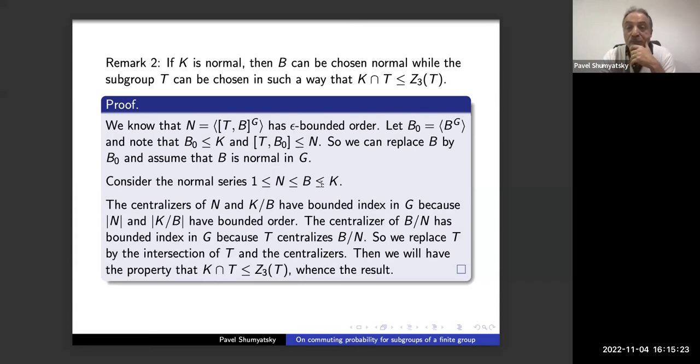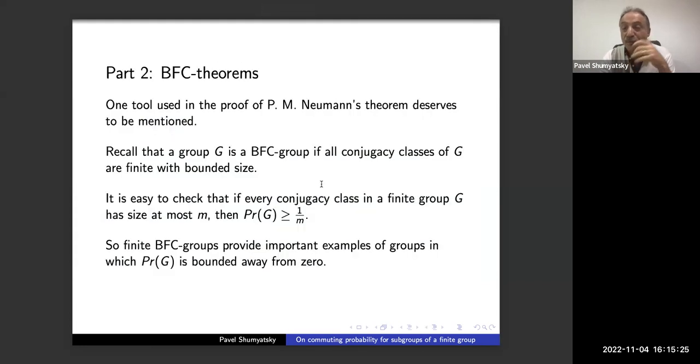Okay, now about the proof. The proof of the proposition is somewhat technical and really not nice to talk about in the seminar, but there is at least one tool used in the proof that really deserves some mention. It was also used in the proof of Peter Neumann's theorem.